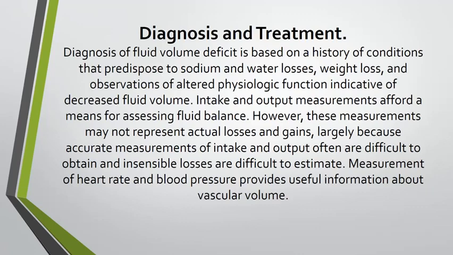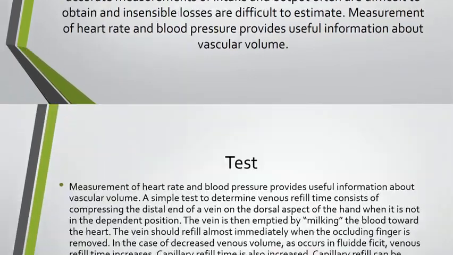Diagnosis is based on history of conditions that predispose to the loss, certain weight losses, and observations of certain physiological functions which are indicative of decreased fluid volume. Intake and output measurements afford a means for assessing fluid volumes. However, these measurements may not represent actual loss, largely because accurate measurement of intake is often difficult. Measurement of heart rate and blood pressure provides useful information about vascular volume.